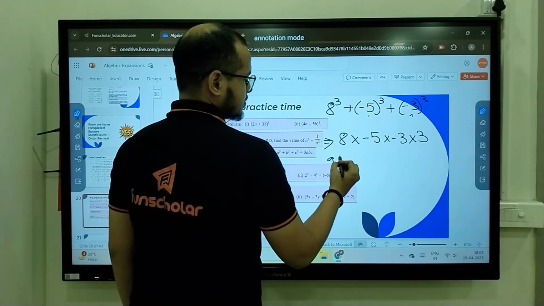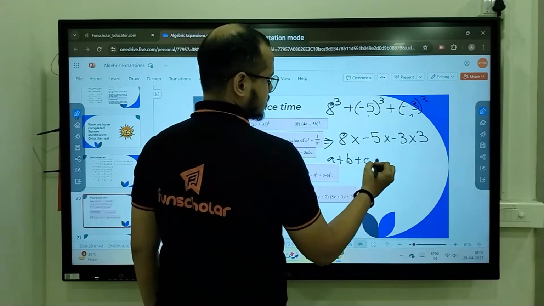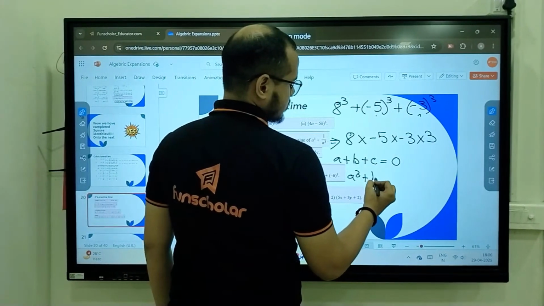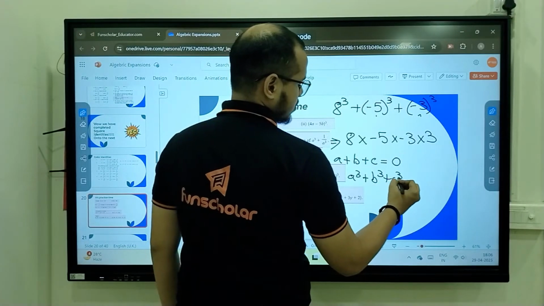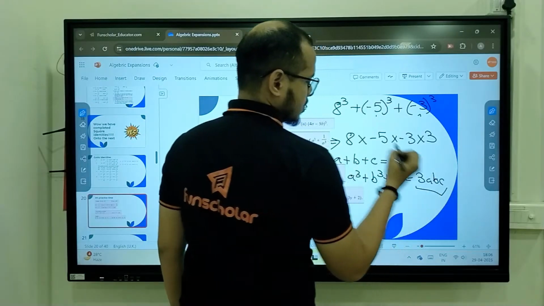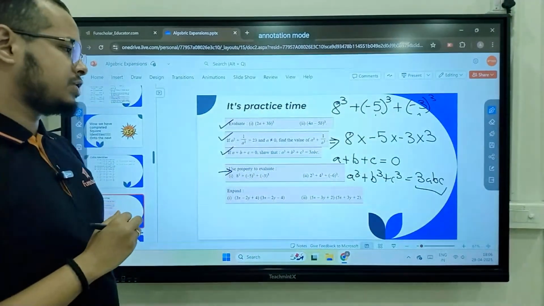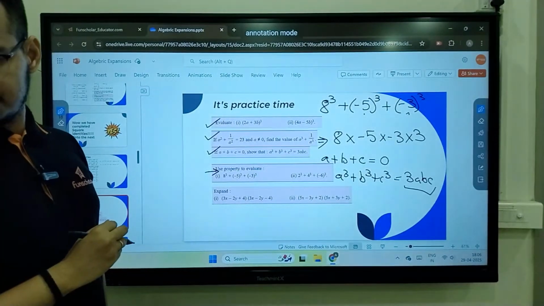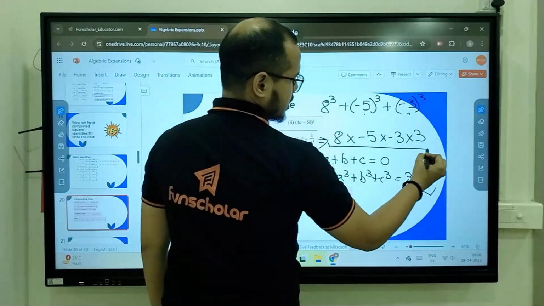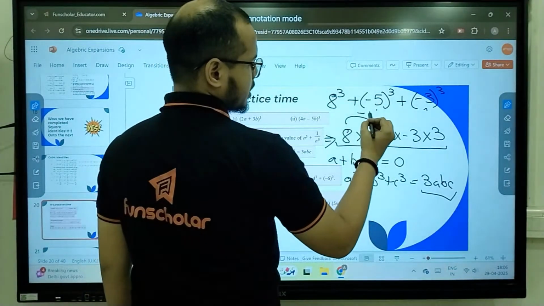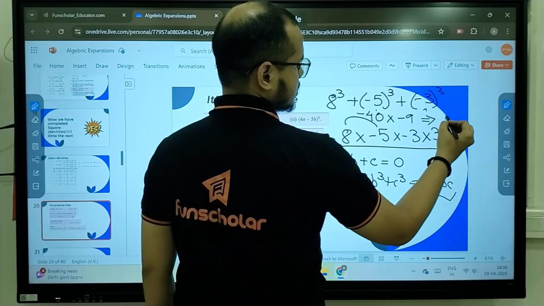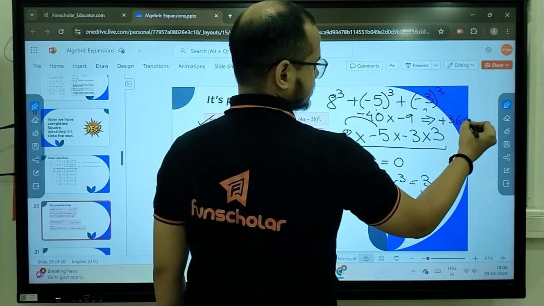Why? Because if a plus b plus c is equal to 0, then a cube plus b cube plus c cube will give us 3abc. So this is going to be the answer. So 8 into minus 40 into minus 9, so this will give us the answer of plus 360.